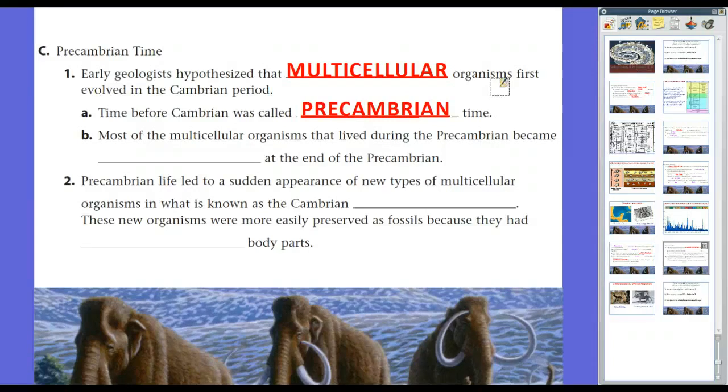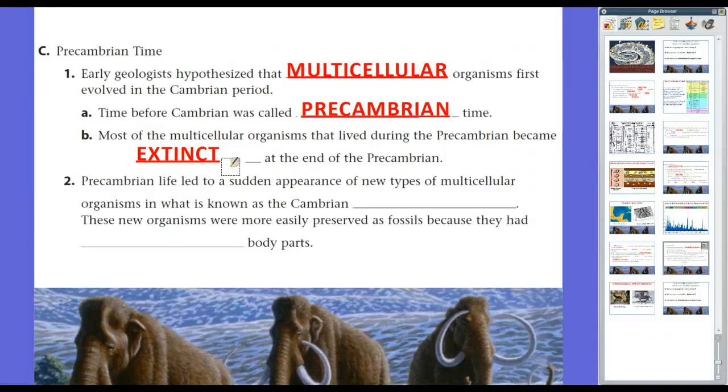If life was here, it was only in single-celled organisms. We call that Precambrian time. That's when a lot of meteors happened. A Mars-sized planetoid skimmed off of Earth, probably forming the moon, things like that. When we talk about the formation of the solar system, we'll get into that. So a lot of major geologic changes were taking place. Most of the multicellular organisms that lived during the Precambrian became extinct at the end of the Precambrian period. Climate change and meteor impacts caused that.